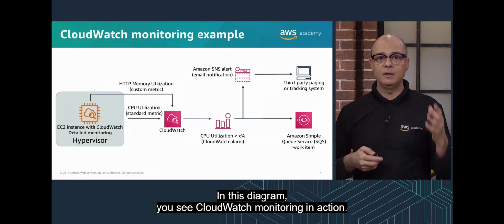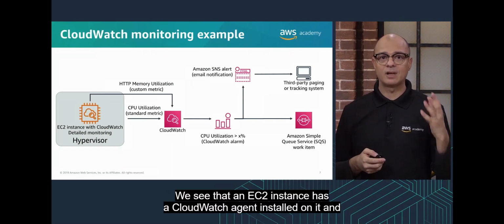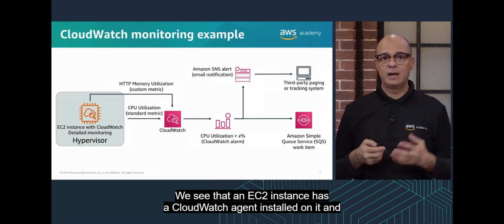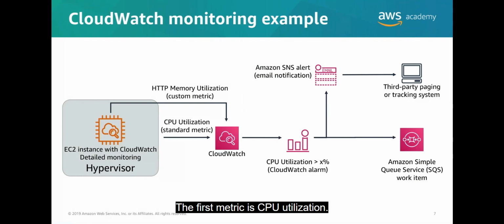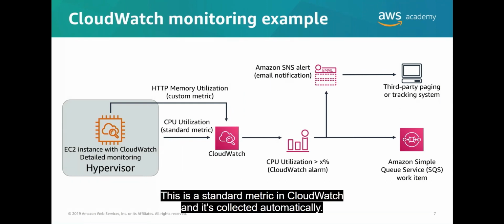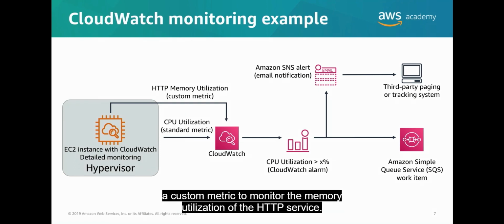In this diagram, you see CloudWatch monitoring in action. We see that an EC2 instance has a CloudWatch agent installed on it, and detailed monitoring is enabled. The first metric is CPU utilization. This is a standard metric in CloudWatch and is collected automatically. Memory utilization on an EC2 instance is not visible at the hypervisor layer and is not a standard metric. The CloudWatch agent is configured for a custom metric to monitor the memory utilization of the HTTP service.